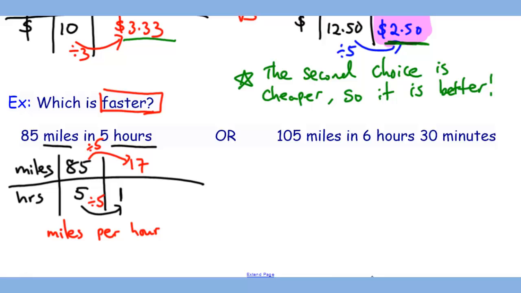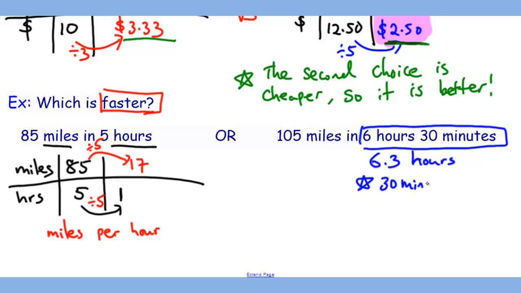In this next example, let's first understand the second part of this. Oftentimes people think that 6 hours 30 minutes plainly means 6.3 hours. Make sure you don't make that mistake, because 30 minutes is half an hour. That means 6 hours and 30 minutes converted to whole hours is 6.5 hours.